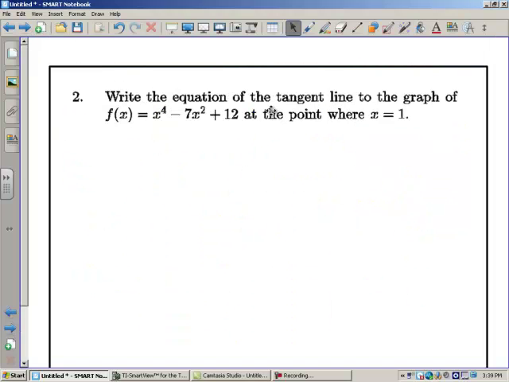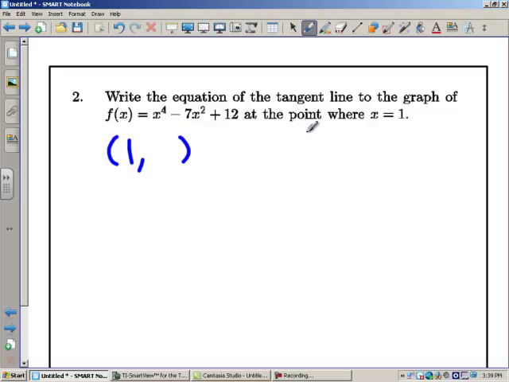Write the equation of the tangent line to the graph of f of x equals x to the fourth minus 7x squared plus 12 at the point where x equals 1. Well, if you're going to write the equation of a tangent line, you need two things. You need a point and you need a slope. The point is 1 comma f of 1. You have to plug 1 into that equation to get the y coordinate.